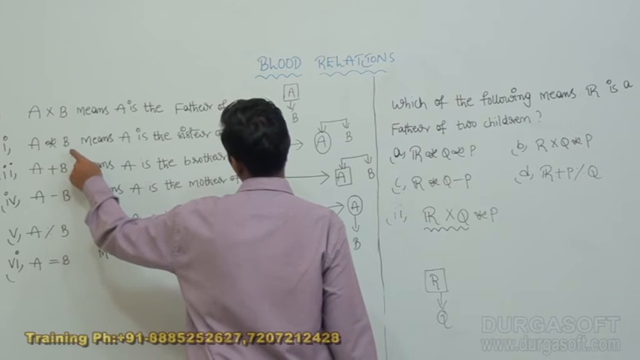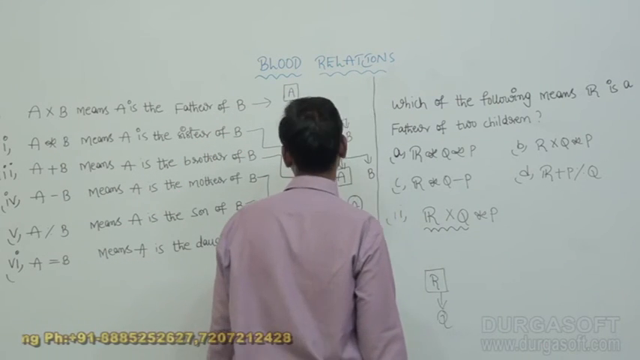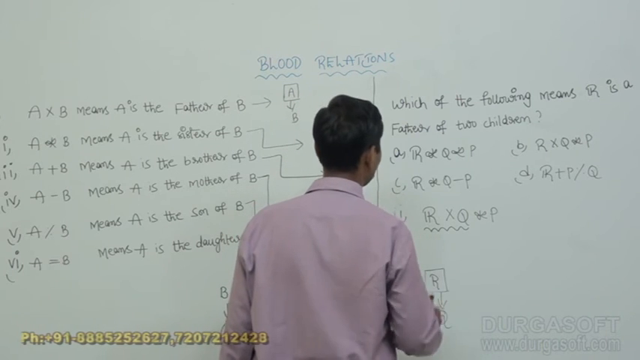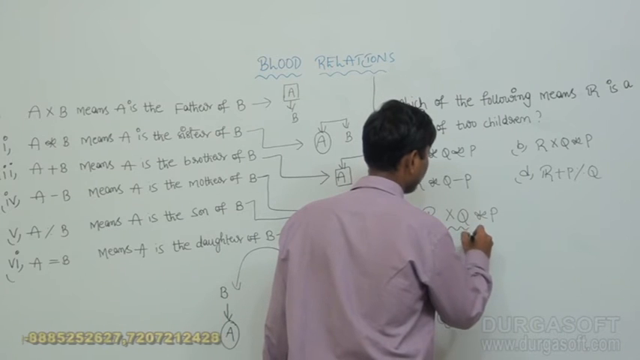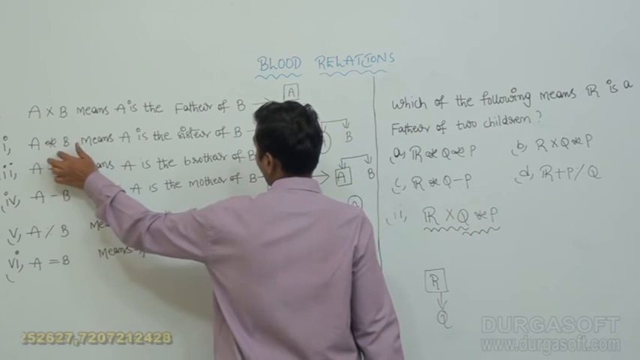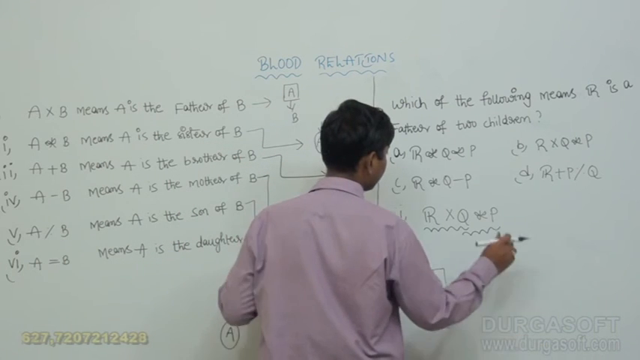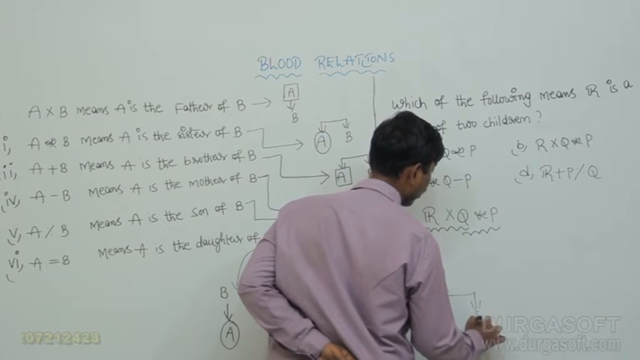A star B means A is the sister of B. Like that only we have to write Q star P also, and represent it in that family tree. A star B means A is the sister of B. Like that, Q star P means Q is definitely the sister of P.